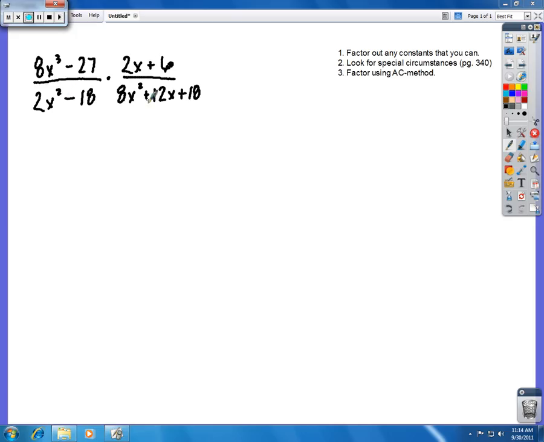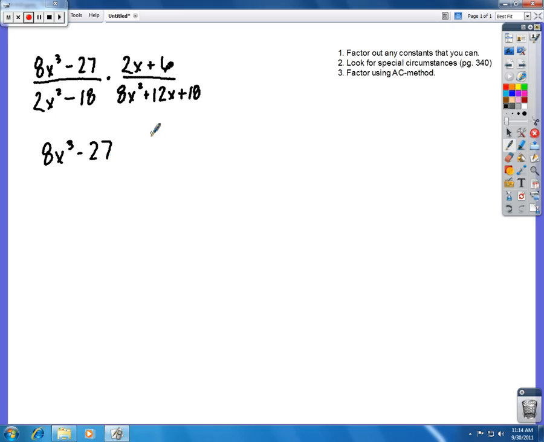So we're going to start with the one on the top left here, this 8x cubed minus 27. Now step one says that I'm going to look to factor out any constants that I can, but there's nothing that's common to 8 and 27, so I can't do that. But step two says to look for any special circumstances, and those are listed on page 340. Now this little cube here gives me sort of a clue as to a special property that might be involved here. Specifically, the difference of two cubes is what we're going to work with.